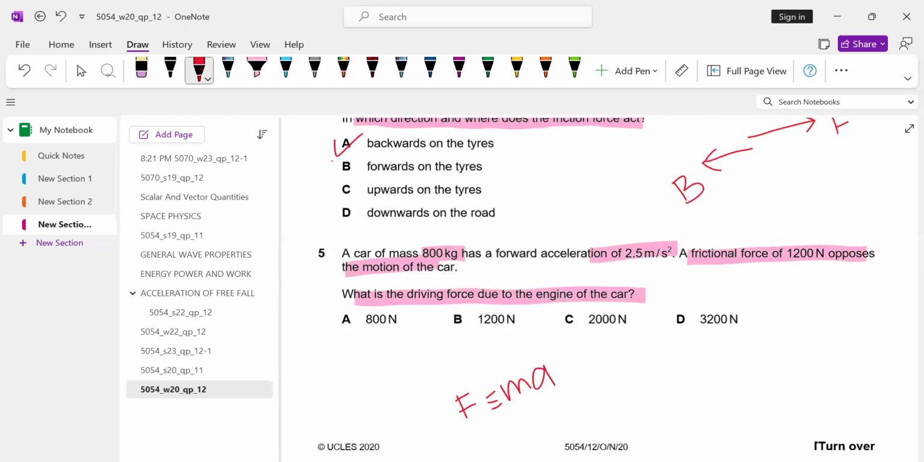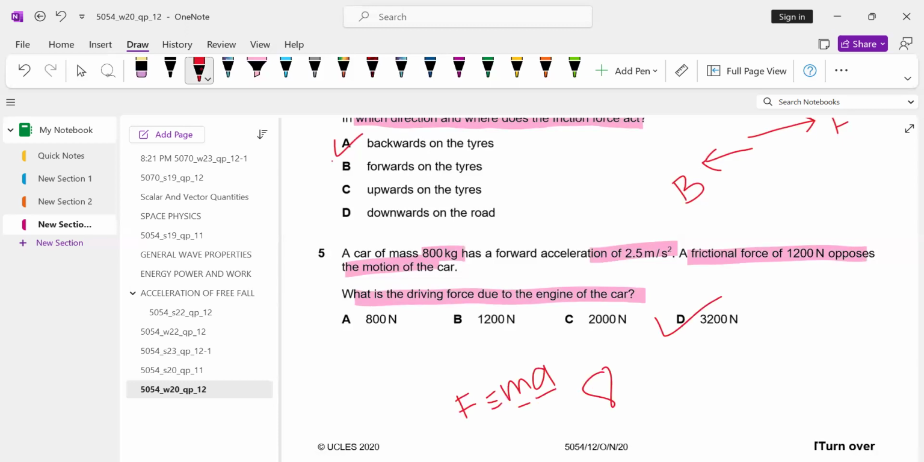ma. So m is the mass, a is the acceleration. The mass is 800 times 2.5, so it gives 2000. Then a force of 1200 is given, so you need to add this frictional force to find the driving force. When this 1200 is added to 2000, it gives 3200, which is option B.